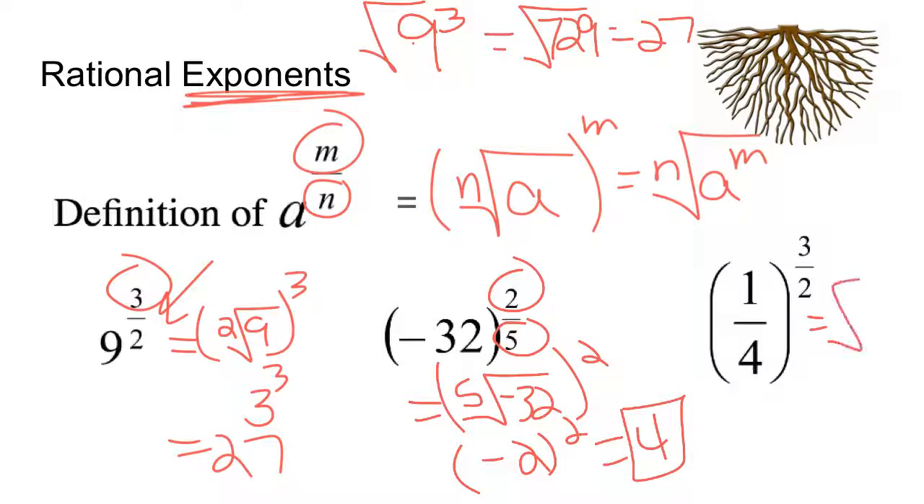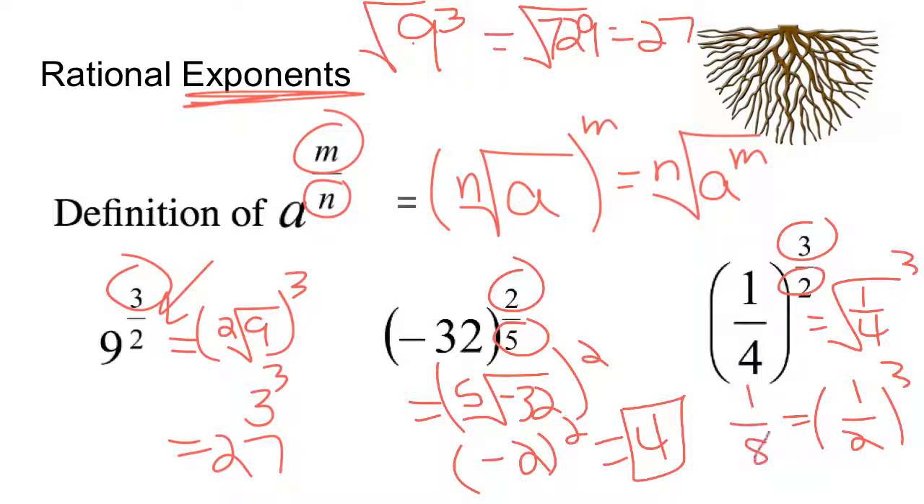Now this would be the square root of 1/4. That comes from this number right there. That's 1/2. And then, using the top number, you cube what you have. So the final answer there would be 1/8. I did all that without a calculator because I simply did the root first.